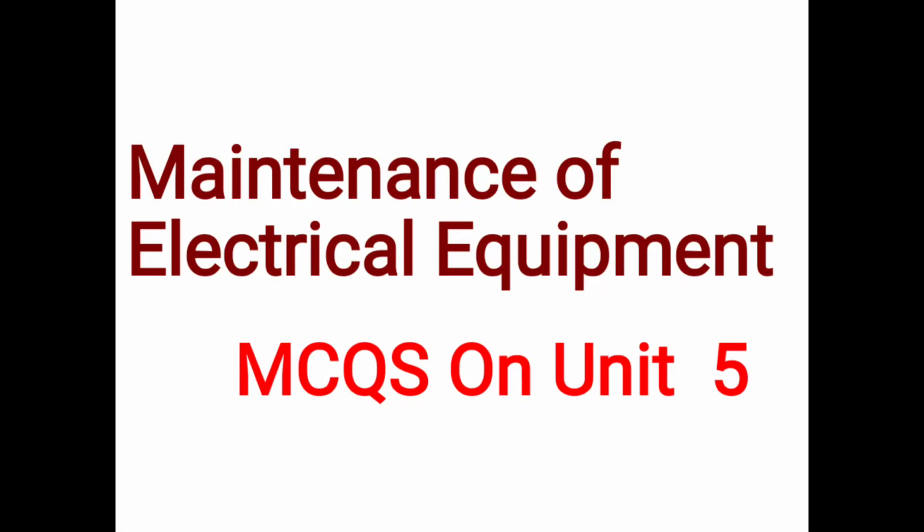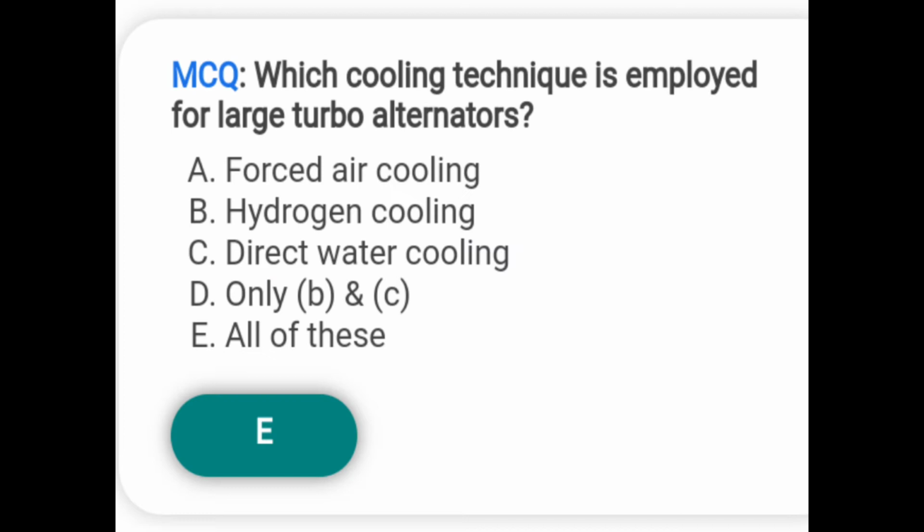This is part 2 of maintenance of electrical equipment MCQs on unit 5. So, first is which cooling technique is employed for large turbo alternator? Forced air cooling, hydrogen cooling, direct water cooling, only B and C, or all of this? The answer is all of this. Means the cooling techniques employed for large turbo alternators are forced air cooling, hydrogen cooling, and direct water cooling.